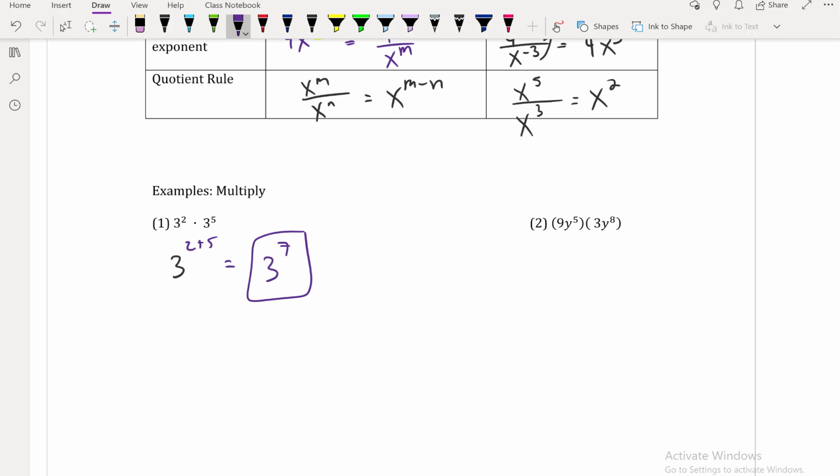For number 2 here, it's multiplication. With multiplication, it doesn't matter in what order you multiply. So I'm going to switch this around as 9 times 3, y to the 5th, and y to the 8th. So now I have 9 times 3, which is 27. And I also have my 5 plus 8, since I'm adding the exponents together. So 5 plus 8 is going to give me a positive 13. So 27y to the 13th power.